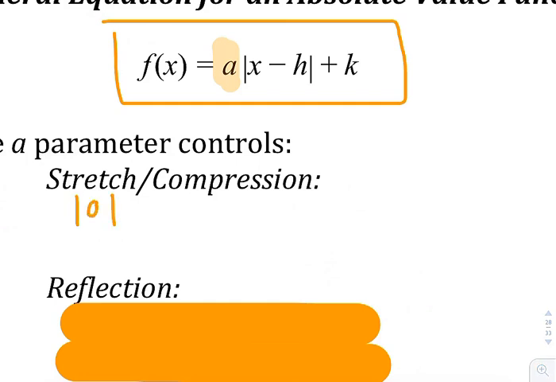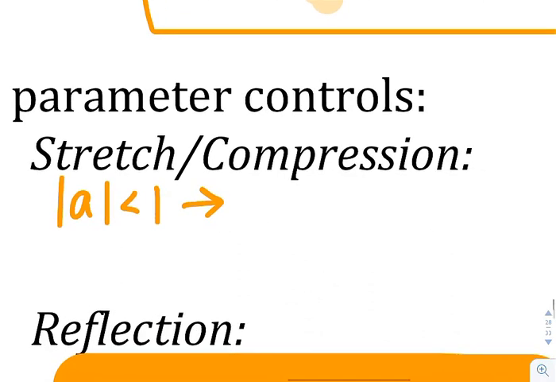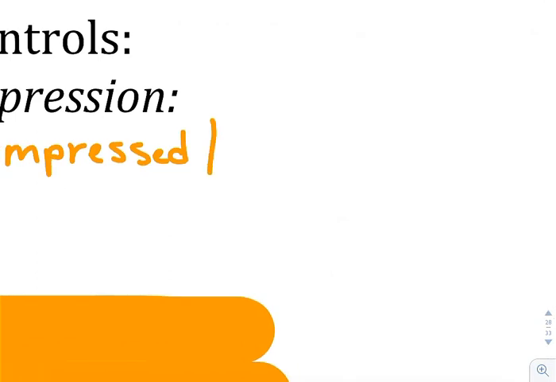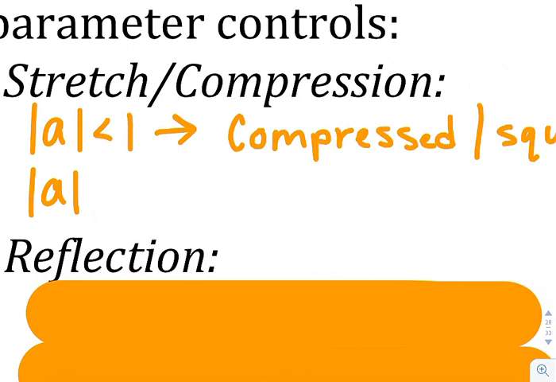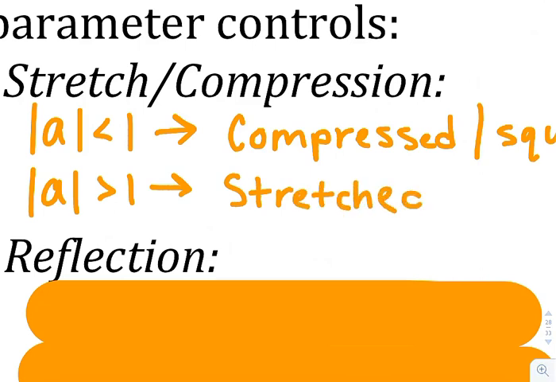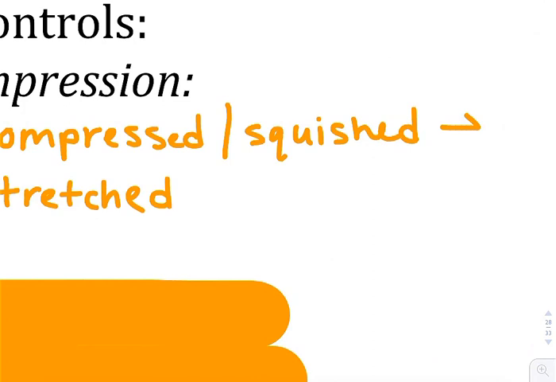If the absolute value of that a value is smaller than 1, less than 1, your graph is going to be compressed, or we can even say squished. The mathematical term is really compressed, but we'll say squished so you will kind of know what that means, and I'm going to show you here in a second. If the absolute value of that a value is larger than 1, your graph is going to be stretched or taller almost. So what does that mean?